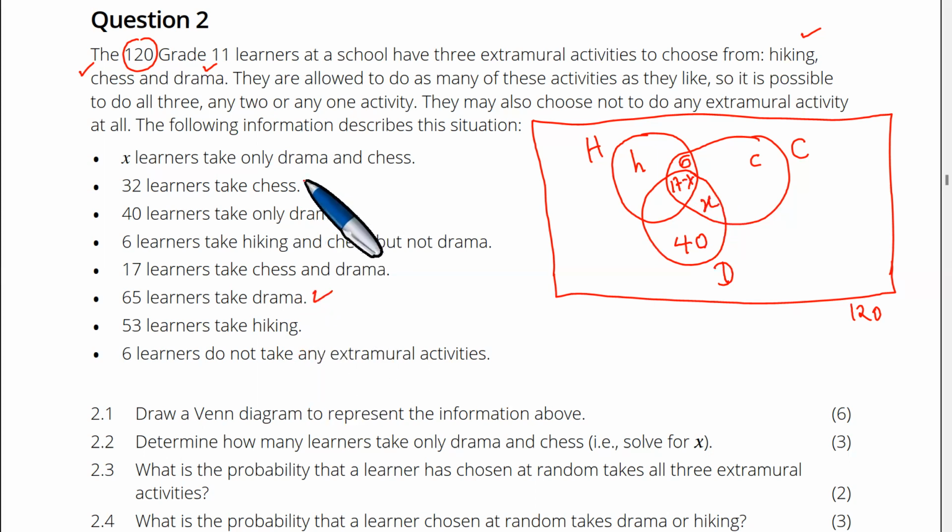So we note the totals where they say these take chess, these take drama, these take hiking. 53 learners take hiking. Again, we note this one because these are the totals for hiking. The totals where they say total of everything, we're going to use them to get some unknowns. 6 learners do not take any extramurals. 6 are outside. They don't want to do extramurals. They're scared of hiking.